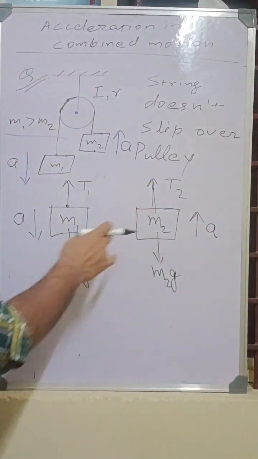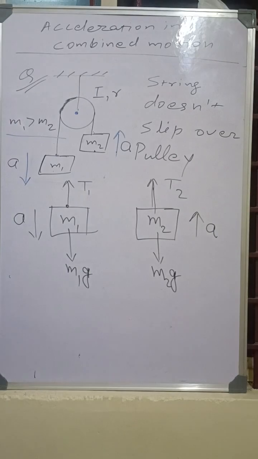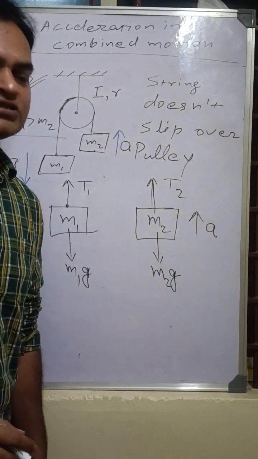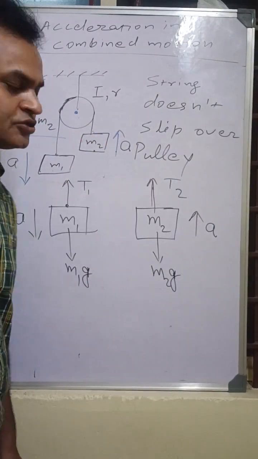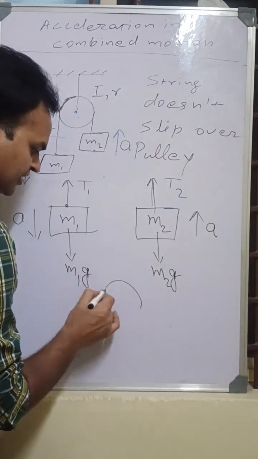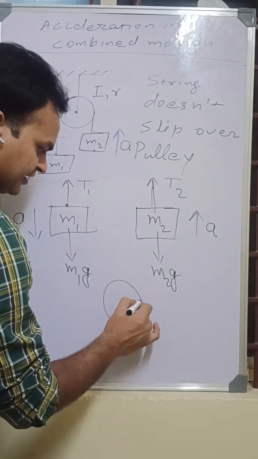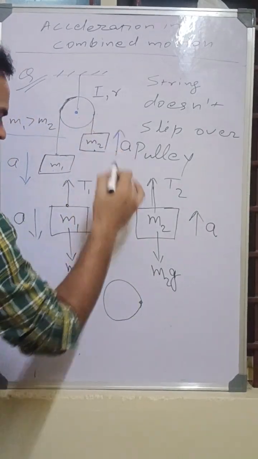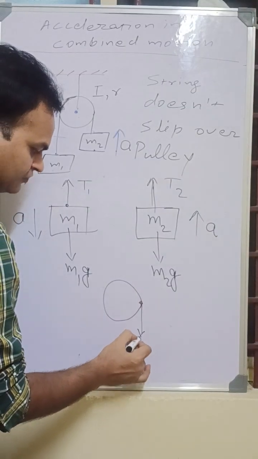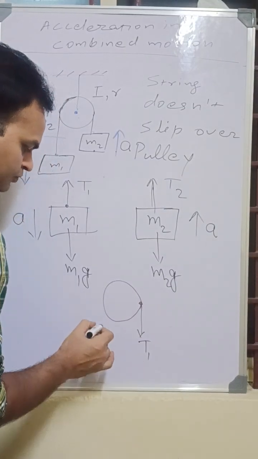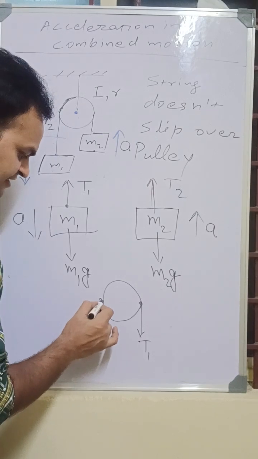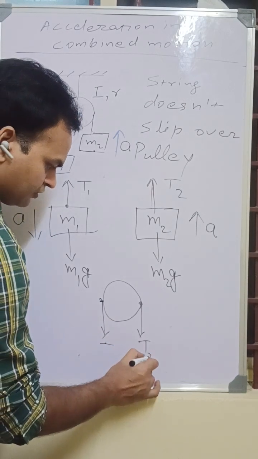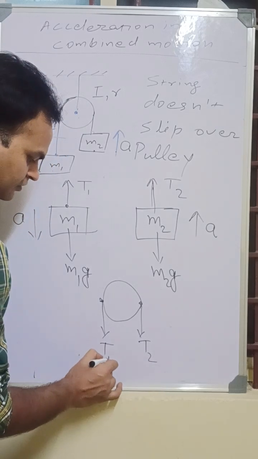So here are the free body diagrams of m1 and m2. The pulley is also in motion, a rotational motion, so we have to draw the free body diagram of the pulley also. As this side of the string is attached here, tension T1 will act on the pulley, and on this side tension T2 will act. Sorry, this will be T2 and this will be T1.